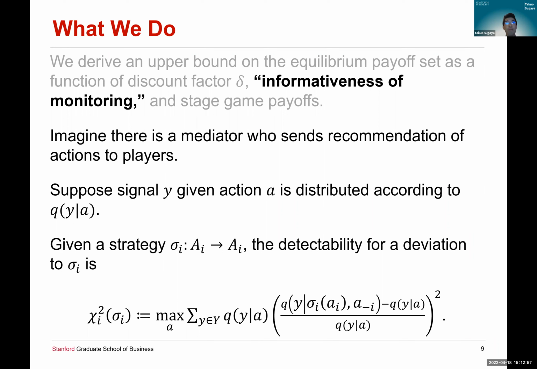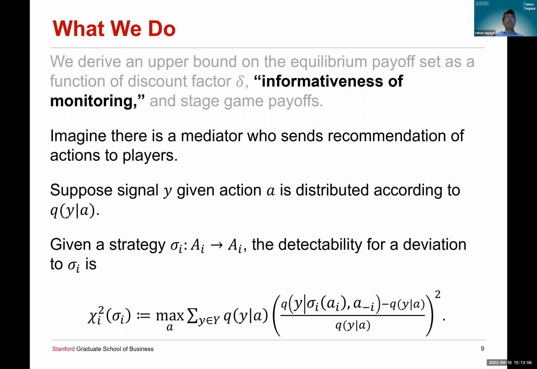And how to measure the informativeness of the signal is, well, if everybody follows this recommendation A, Q_i of A is the probability that A happens on path. And if this person deviates according to this strategy, that person's action is mapped to another action, and everybody else follows the recommendation. If this difference is bigger, then it's easier to detect the deviation in some sense. That's why we use this as an information measure. We normalize this difference by the equilibrium probability, take the square, and then take an expectation according to the equilibrium distribution of the signal. So this is the detectability of this particular deviation sigma_i for this particular player i. Okay, so that's our definition of the informativeness of the signal.